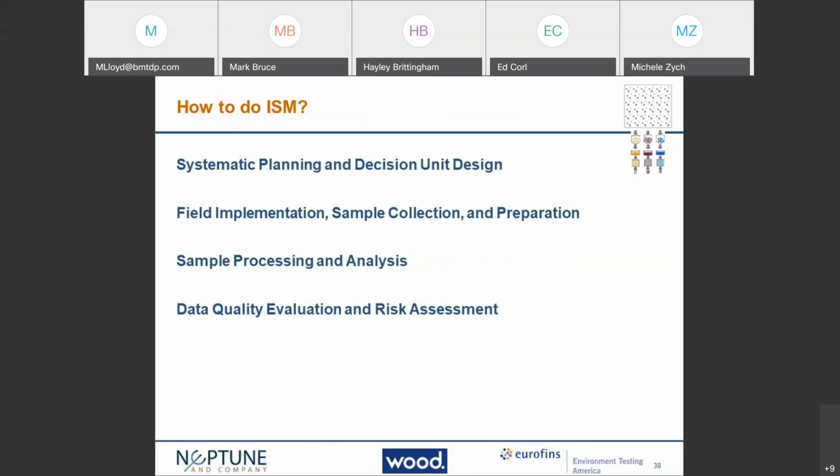ISM is executed by completing four basic steps, and this is very consistent with any site assessment process. You're going to include systematic planning, decision unit design, field implementation, sample collection and preparation, sample processing and analysis, and your data quality evaluation and risk assessment.